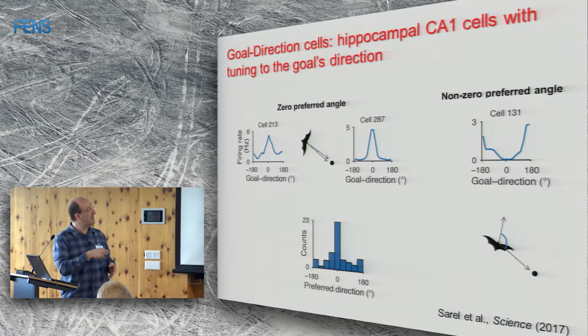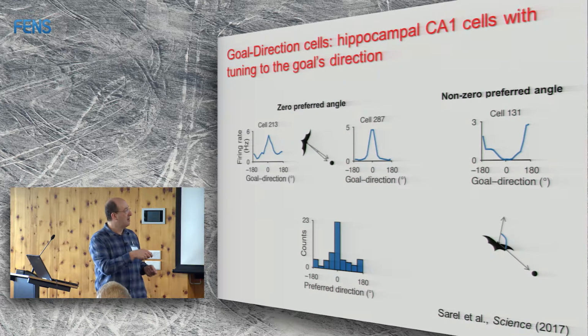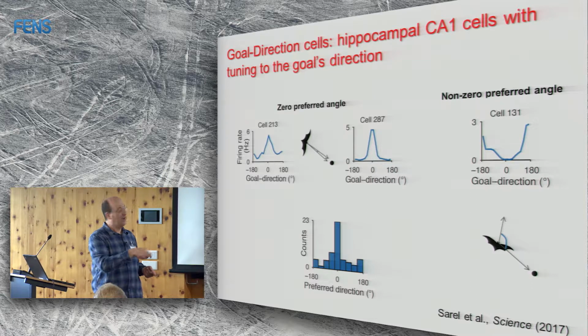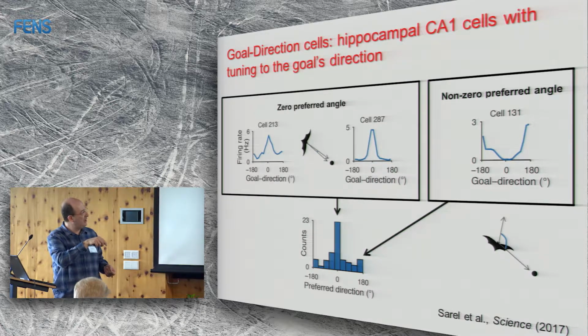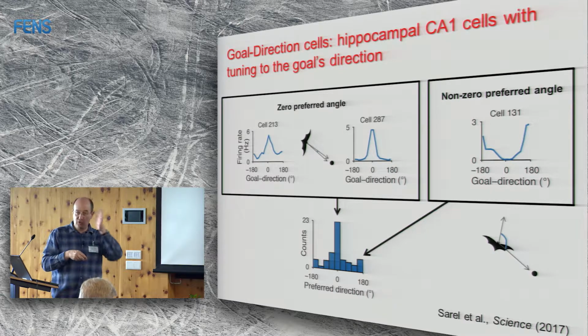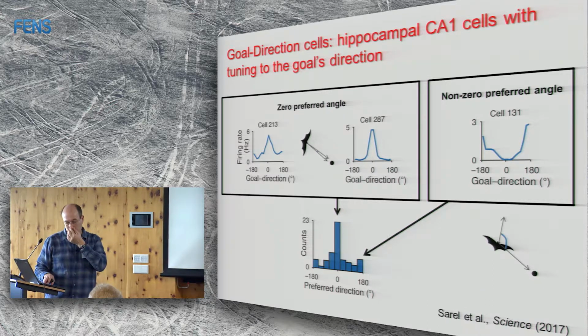And if you look at the distributions of the preferred direction, so what is the direction which a neuron likes best, then this is how the distribution looks. All possible angles are represented, but there is an overrepresentation. So this will be here, and this will be there, but there's clearly an overrepresentation of goal direction 0. So more neurons that like flying towards the goal.